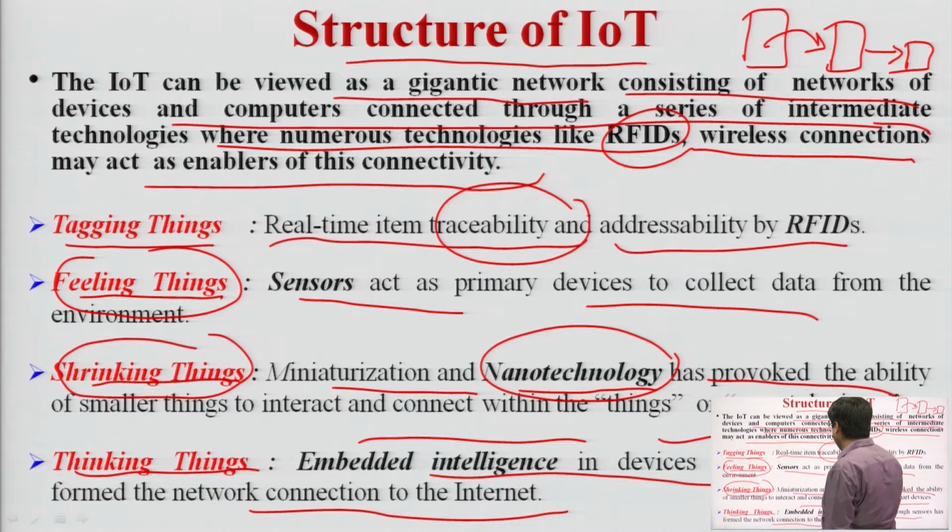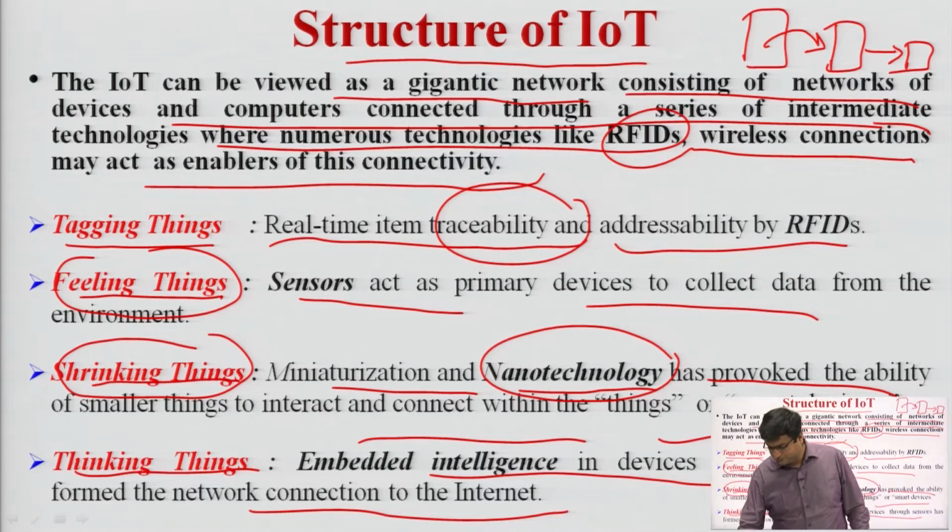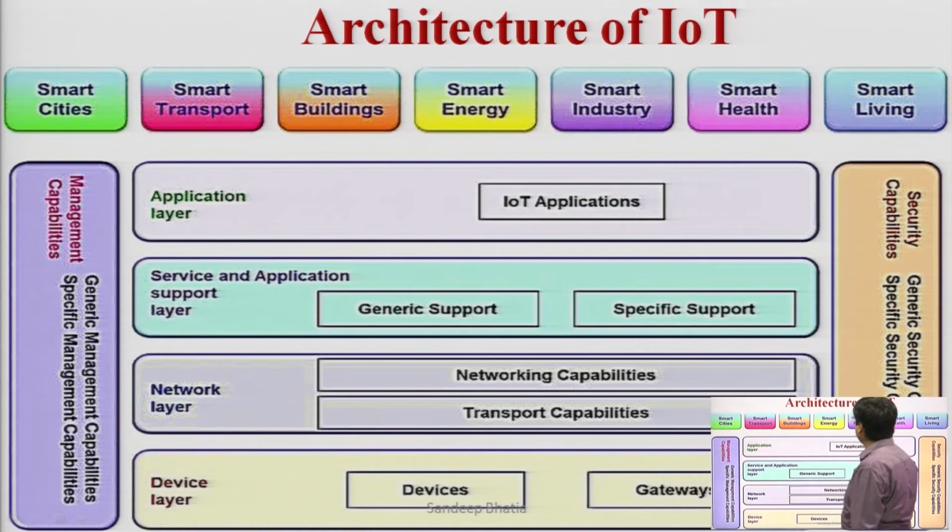So, thinking means data analytics can be done. The devices we are talking about are intelligent, meaning these are the thinking things. Okay, so let us start with the architecture of IoT. In this slide we will see the architecture of IoT.